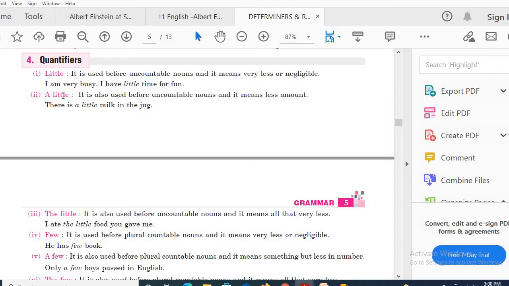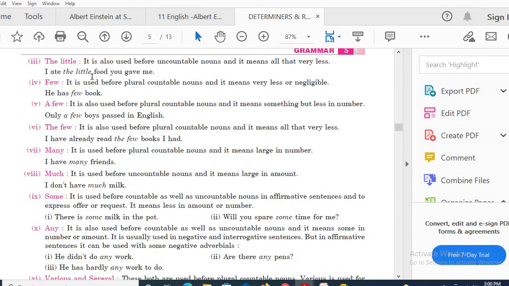If I say a little, what does it mean? It means less in amount. Just like there is a little milk in the jug, or there is a little water in the pot. Now if I say the little, it is not the same. Here, what does it signify? It means all the very less. Example, I ate the little food you gave me.